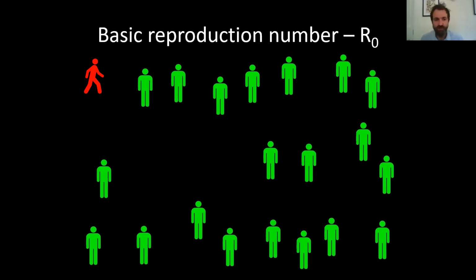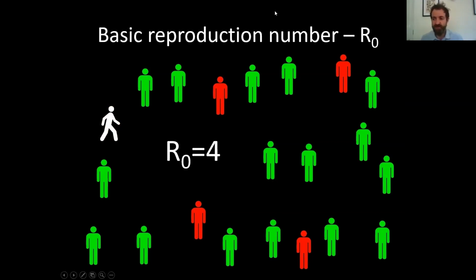So here's my little cartoon for you. You can see there's a person who's infected in red, and they go about the course of their weekly business during the course of their infection, and they meet 10 people in the first half of the week and they infect 2 of them. And then they meet another 10 people in the second half of the week and they infect 2 of them as well. And at that point, we say that the basic reproduction number is 4 because that person's infected 4 people during the course of their infectious period.